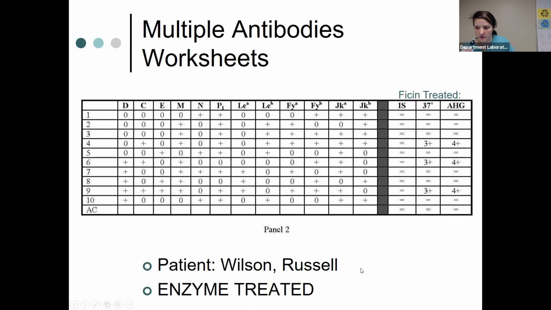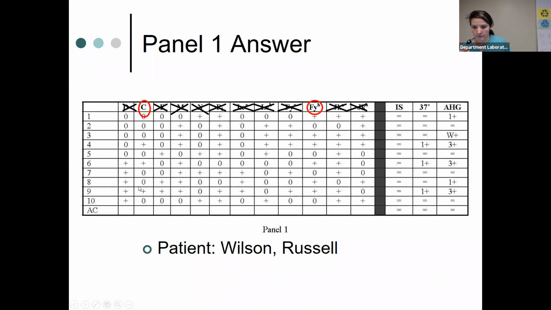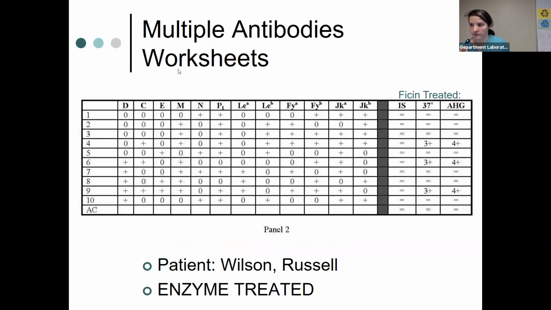Cell number 8? Yes, cell number 8 only has Duffy B on that one. It's big C negative. And then for ficin, yes, so notice cell number 8 only has the Duffy B. And so after ficin treatment, that antigen on the cells is destroyed, so the patient's plasma will not react because it's C negative.